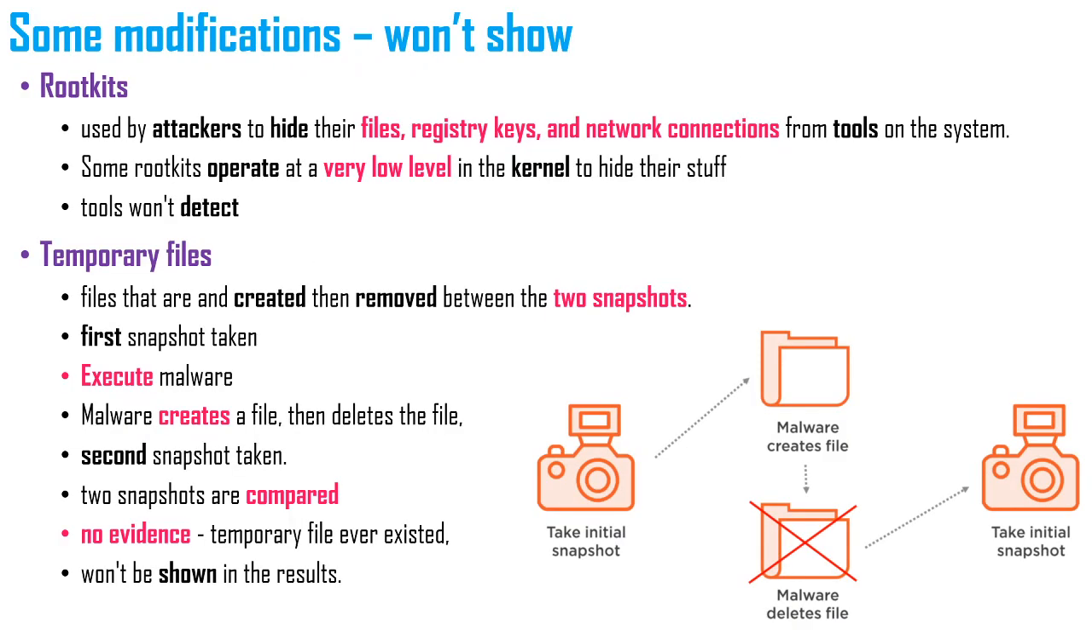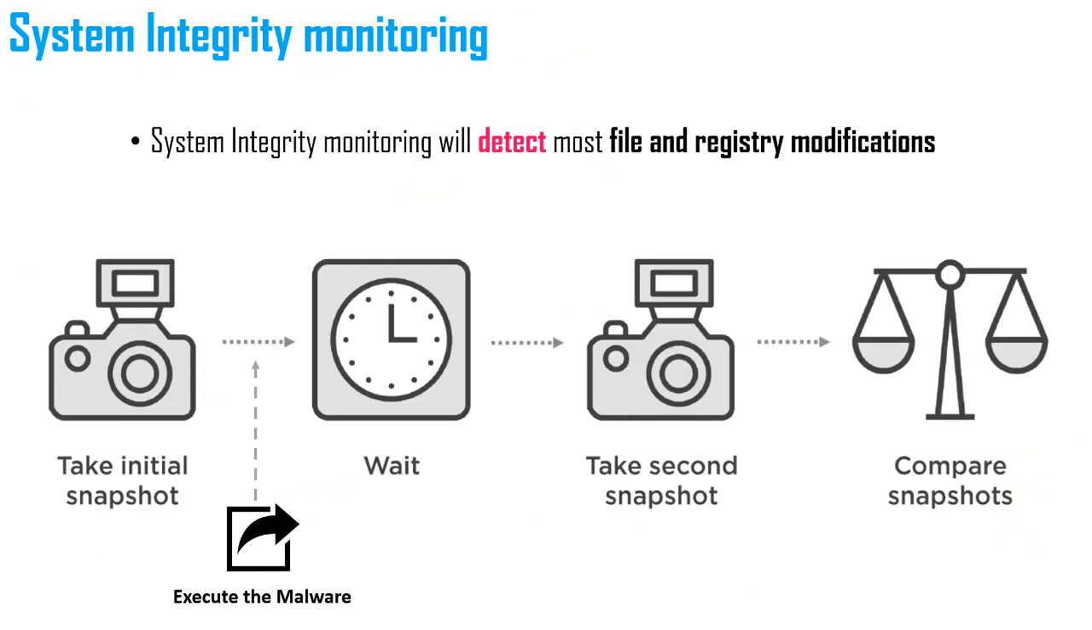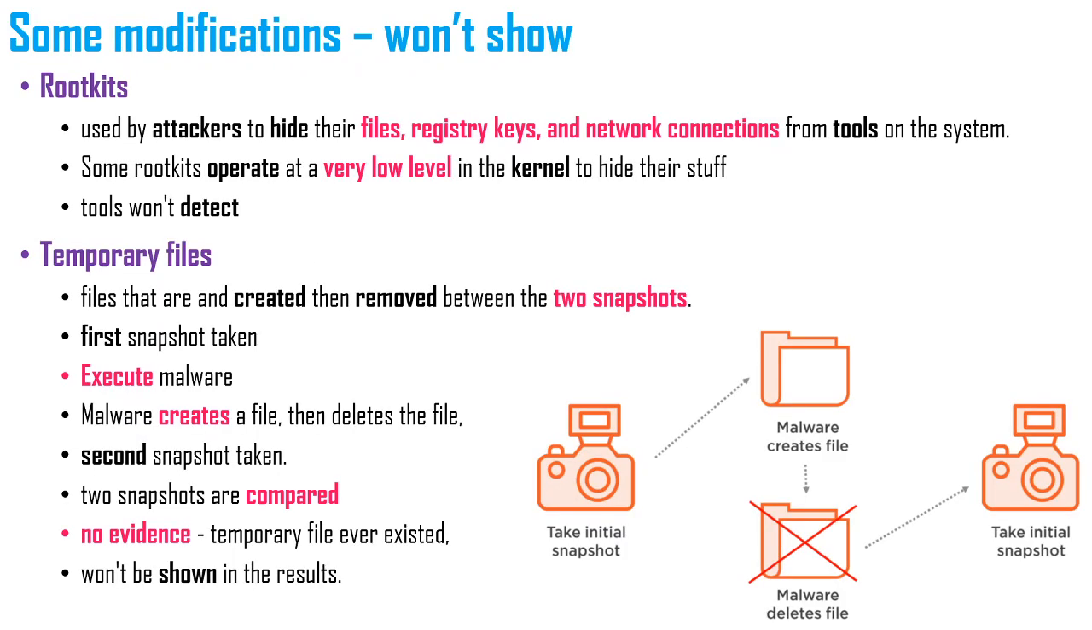In this case, system integrity monitoring is a very important process in dynamic analysis. Here in system integrity monitoring, it will mostly show the file changes, registry modifications, and network traffic generation, everything we can see. But some modifications we couldn't see in this technique, the system monitoring process. So what are all the things we couldn't look out for? The first one is rootkits.